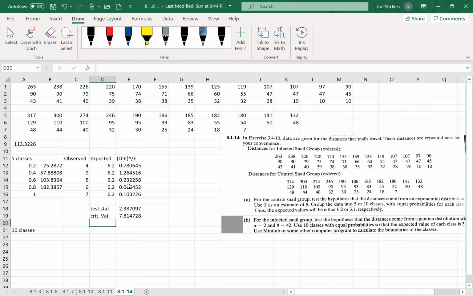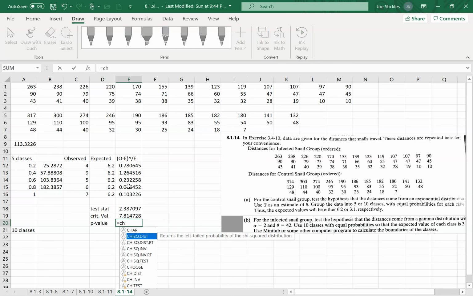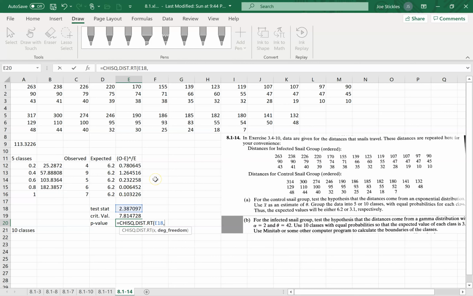So we would not reject here, which is a good thing. We don't want to reject the null hypothesis. The null hypothesis is that the data are given to us by the exponential distribution. So we don't want to reject. And in fact, we want a high p-value. So to get the p-value for this one, we want the probability associated with being bigger than our test statistic on 3 degrees of freedom. And we get about 0.5, which is not so bad.